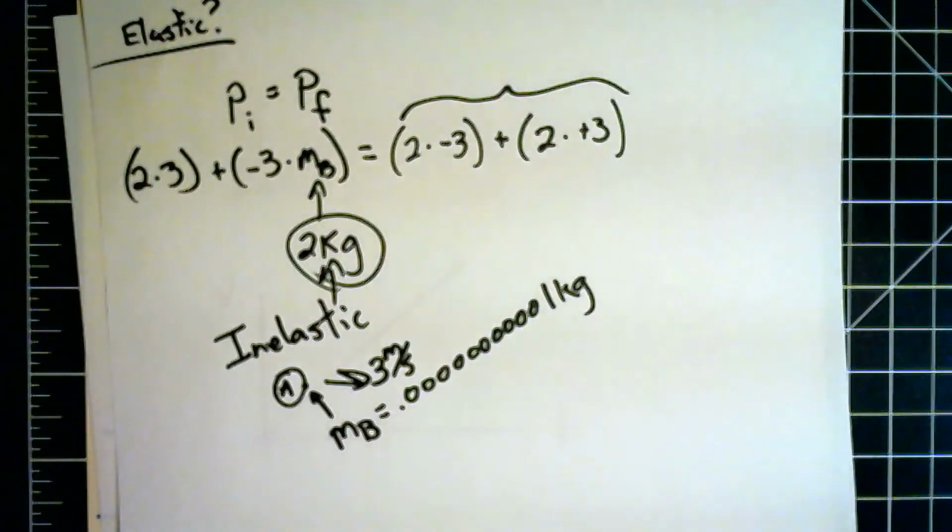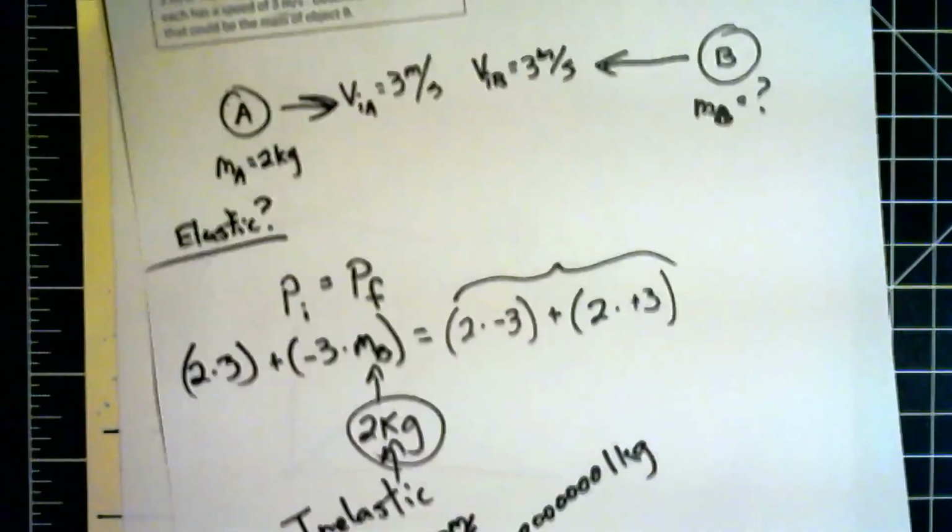If the mass of the second object is insignificant compared to the first, then when they stick together, they'll both have the same velocity. Okay, and so that concludes the solutions for this unit.